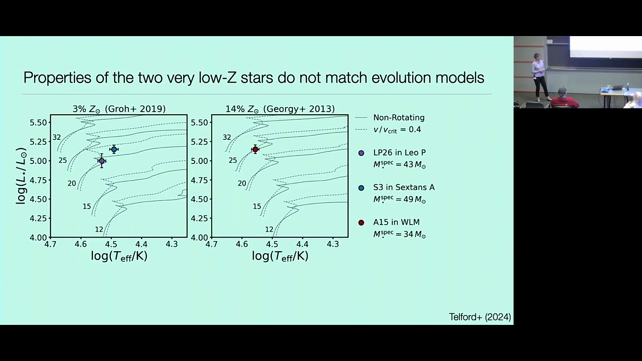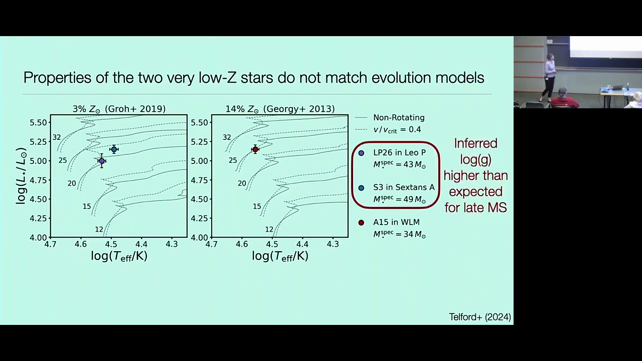I want to very briefly conclude by pointing out something unexpected in this analysis. And that is that the properties of the 2 stars below 10% solar metallicity do not agree with the predictions of single star evolution models. So basically, we find surface gravities from those broad Balmer absorption wings that are much higher than expected from the positions of these 2 stars at the ends of the main sequence here.